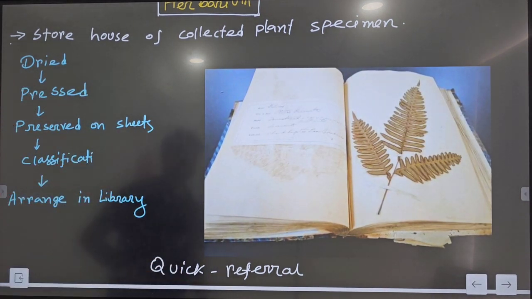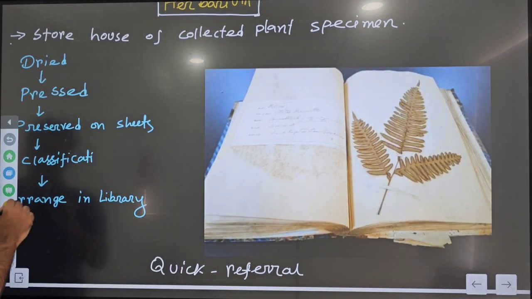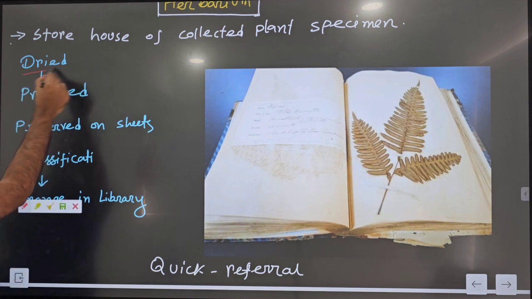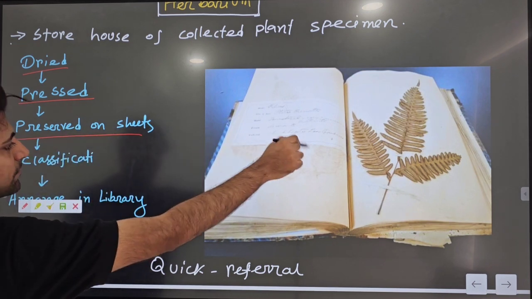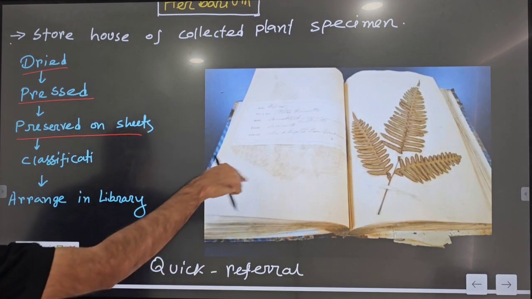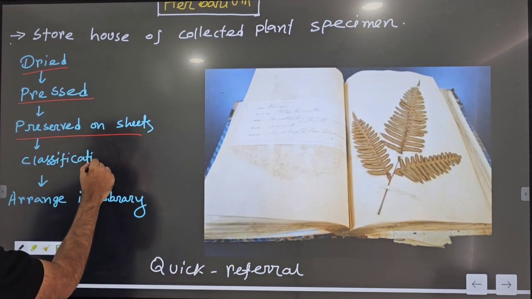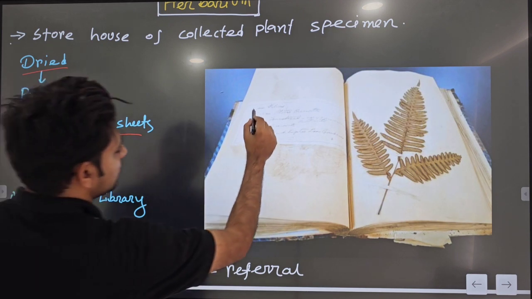So how is a herbarium made? First you need to dry it, then you need to press it, then preserve it by pasting it on the sheet, and you have to write the classification also.